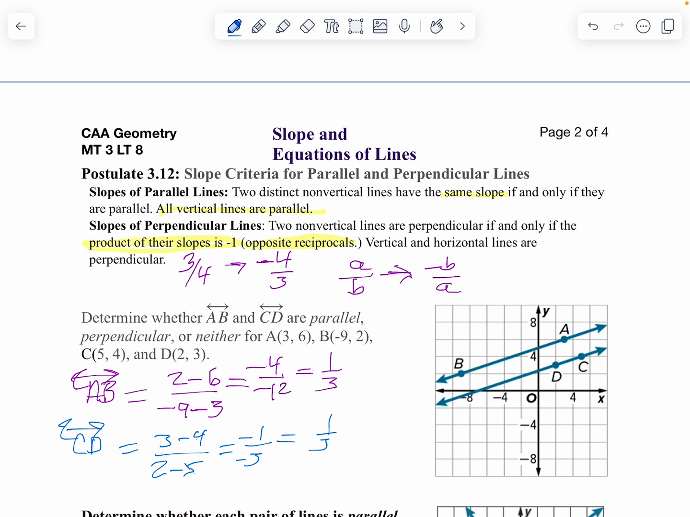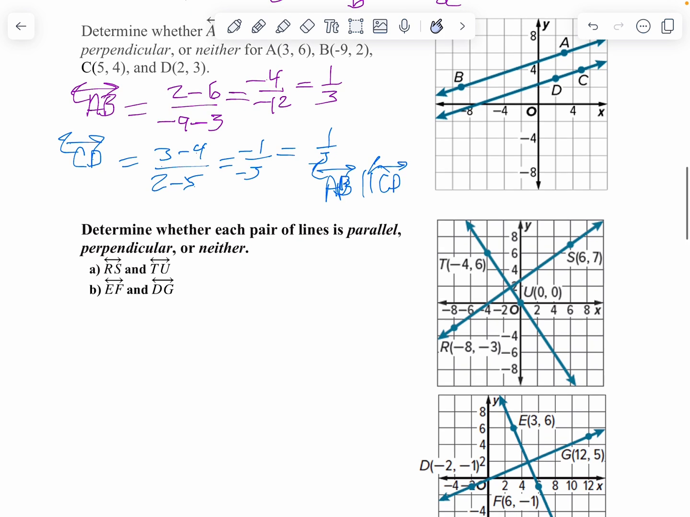Since those two lines have the same slope, I can say AB is parallel to CD. Like I said, looking at my graph, that doesn't shock me, but you got to do the slopes to guarantee it. Just because they look parallel doesn't mean they are. Now let's take a look at the next two examples. We're going to kind of do the same thing. I've graphed them for you, so you didn't have to graph them yourself.